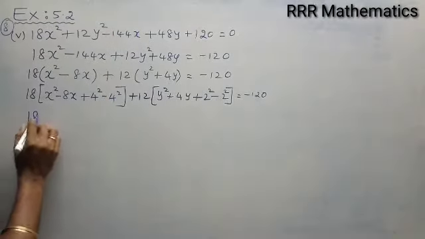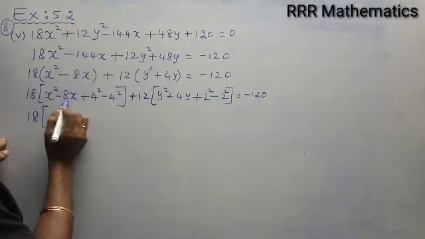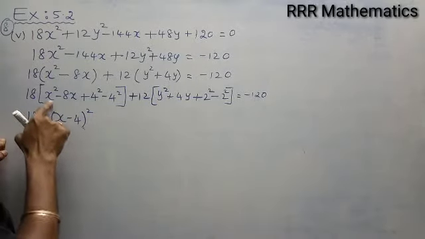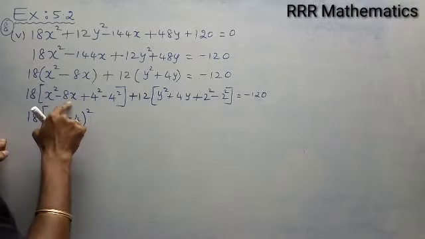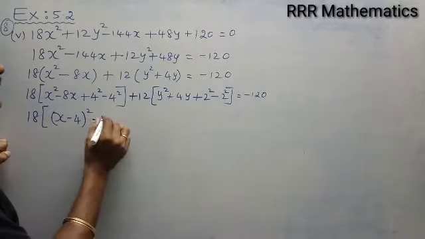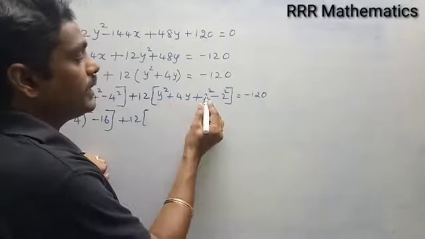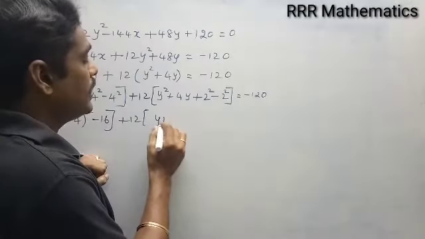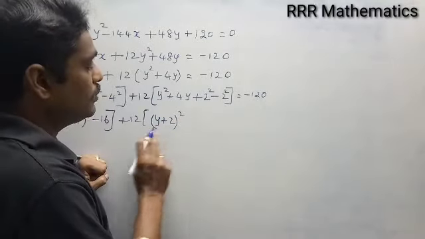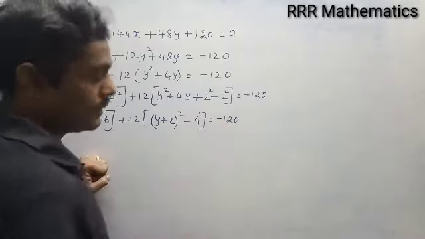Now see, it will be 18. The first 3 terms, I can read, this is a², this is b², this is −2ab. Can I write this as (a − b)²? x² and 4², with −2ab being −8x. So the first 3 terms I can write as (x − 4)² − 16, plus 12 times. Here the first 3 terms, a² and b², this is +2ab, so (a + b)². Check: (y + 2)², y², 2², 2ab is 4y. And this is −2², 2 twos are 4, which is equal to −120. Is it clear?